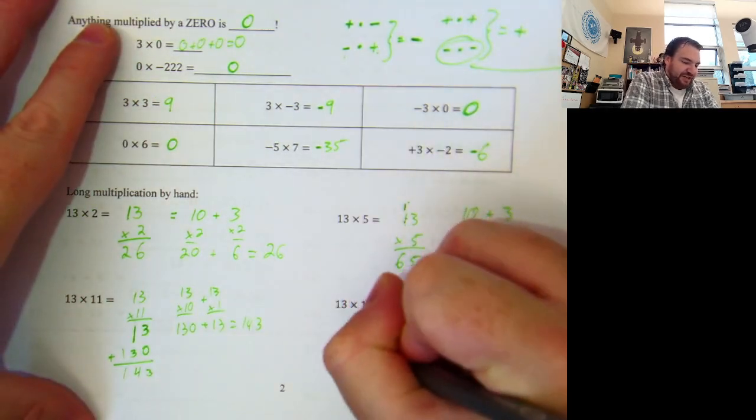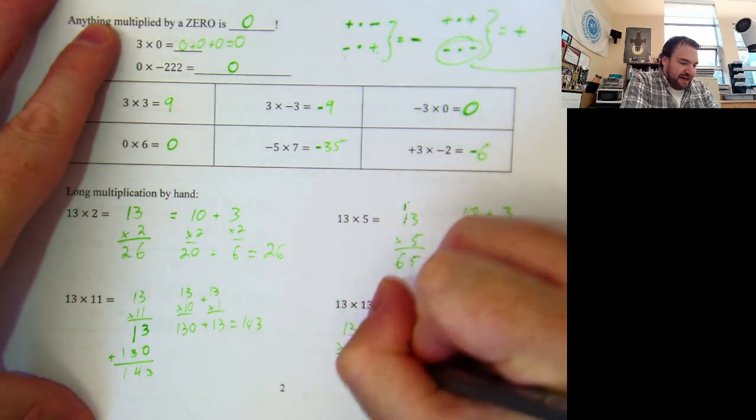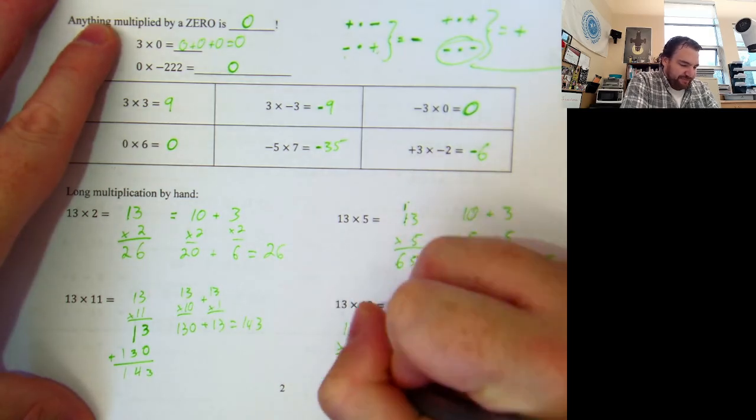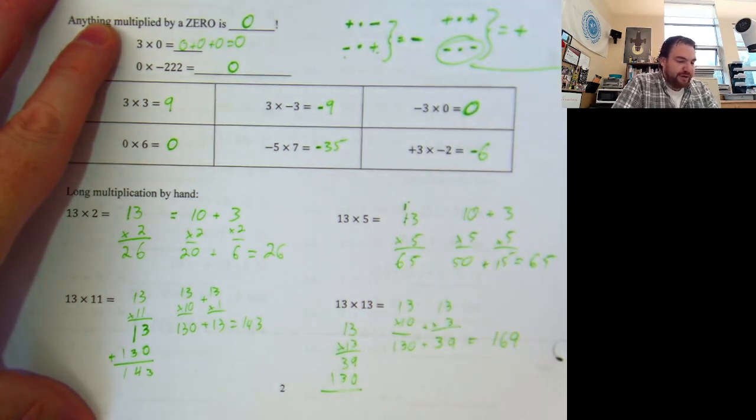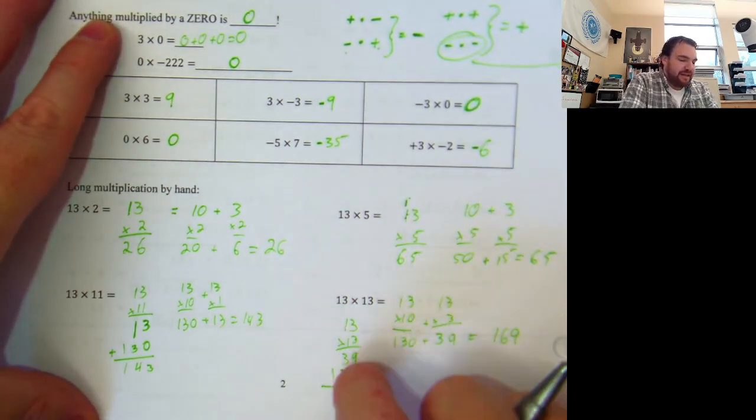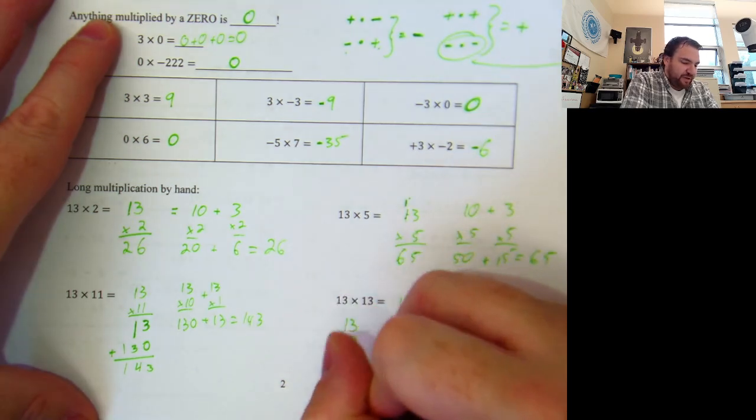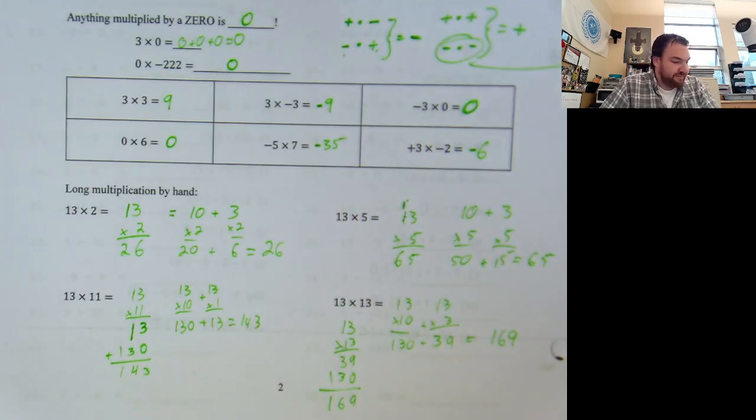13 times 13. 3 times 3 is 9. 3 times 1 is 3. Add the 0. You can add it that way. This is why the algorithm works. 9, 6, 1. And we get the same result. This is why multiplication works. Okay, when you're ready, flip the page.